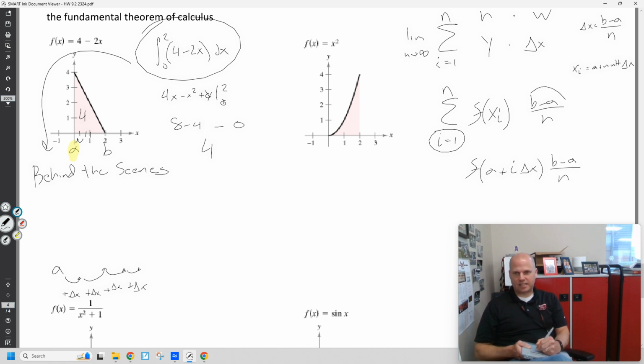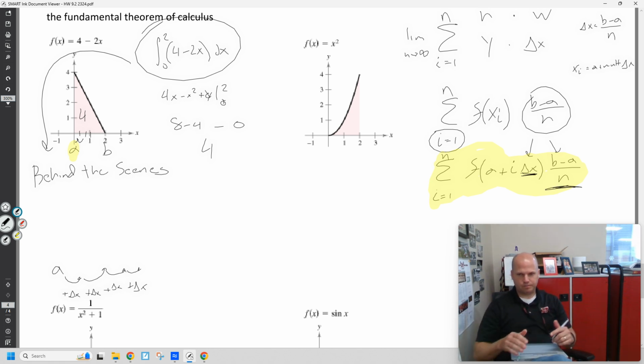Now, what is delta x? Delta x is b minus a over n. So all of a sudden, b minus a over n shows up twice. This is the formula, guys. This is the behind-the-scenes Riemann sum approach. All you need to do, first of all, understand those are the same, is fit it with your function and repeat.